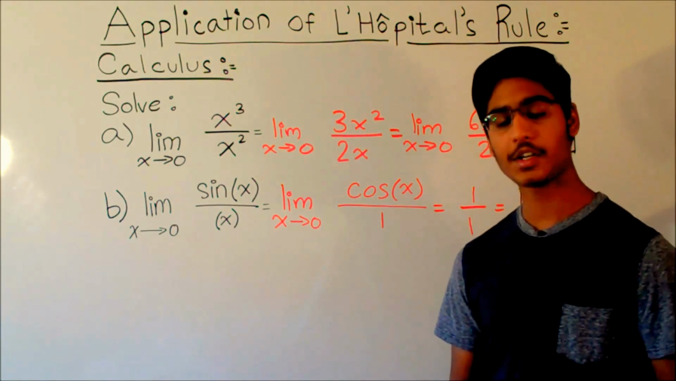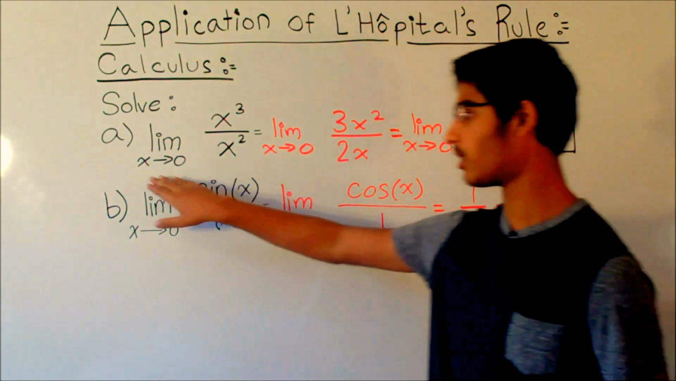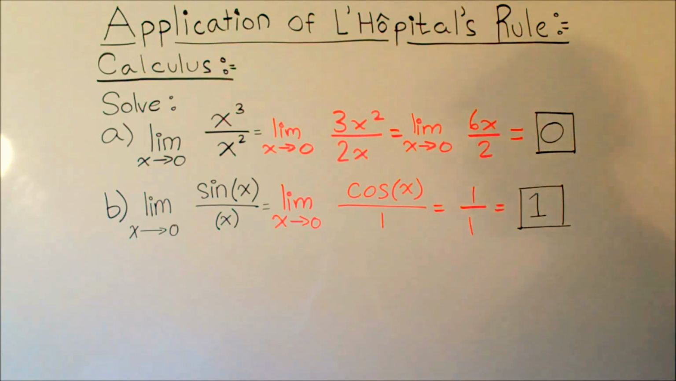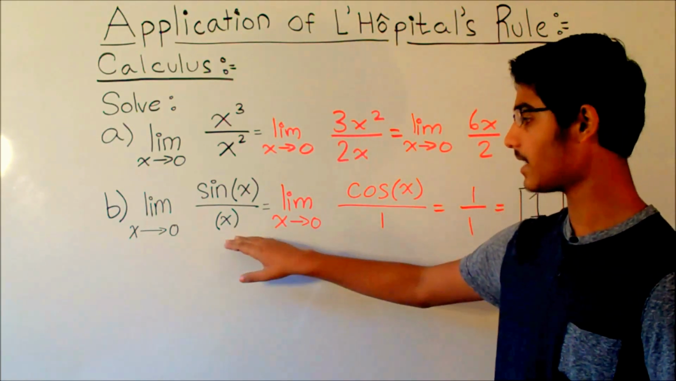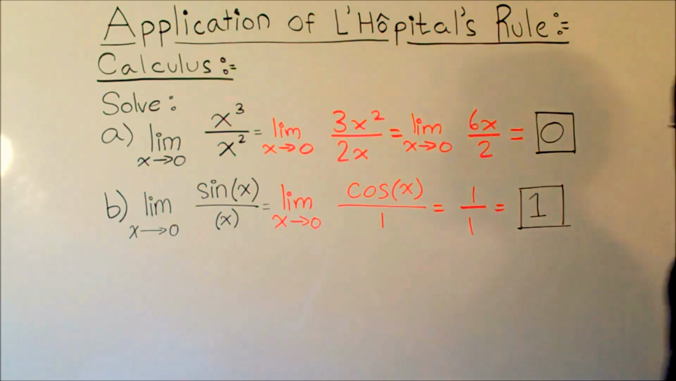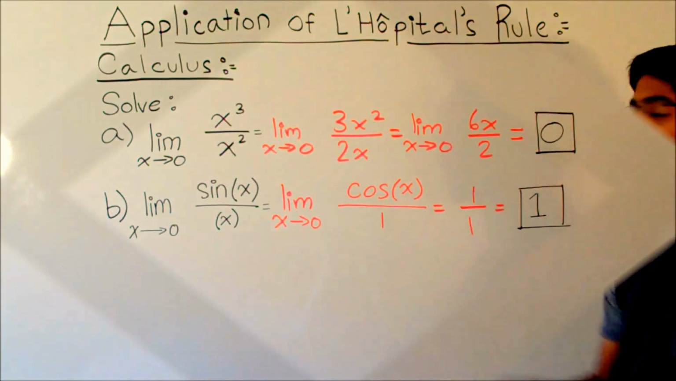So once again, the answer to problem A is 0. The limit as x approaches 0 of x cubed over x squared is 0. In problem B, the limit as x approaches 0 of sine of x over x is equal to 1. Today we learned about applications of L'Hopital's rule.